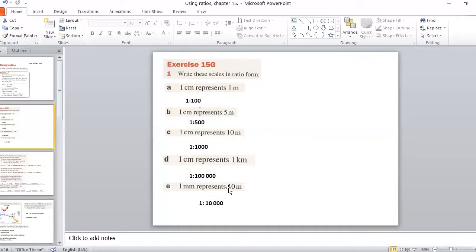E. 1 millimeter represents 10 meters. First, 10 meters times 100 centimeters equals 1,000 centimeters, since 1 meter equals 100 centimeters. Then 10 meters is multiplied by 1,000 millimeters, since 1 meter equals 1,000 millimeters. And the way of writing this scale as a ratio is 1 to 10,000, since 10 meters equals 10,000 millimeters.